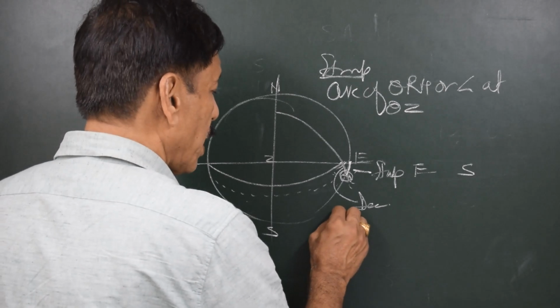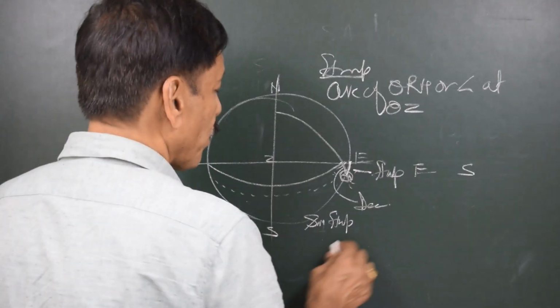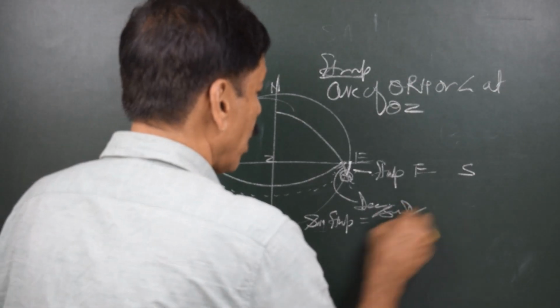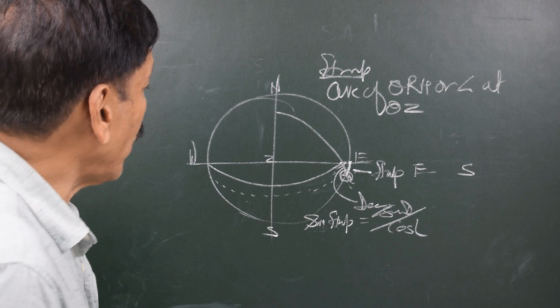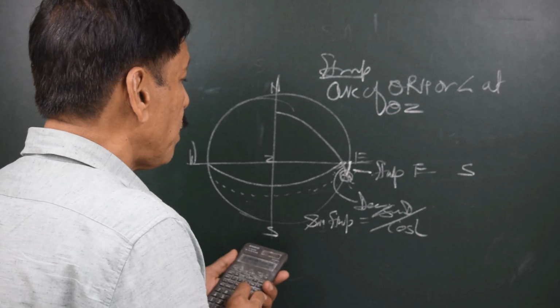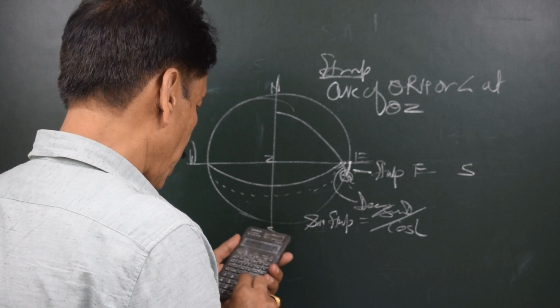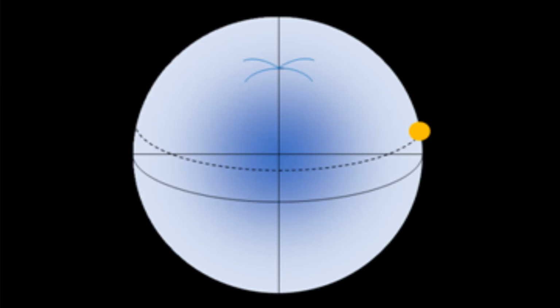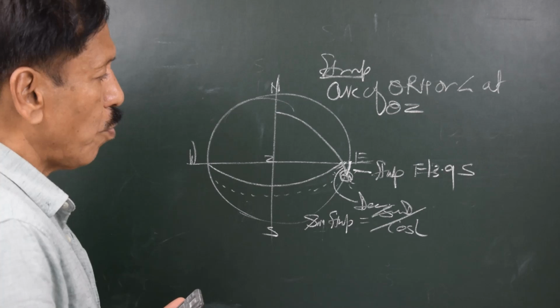Now how to find out the amplitude? Amplitude is found by this simple formula. Sine amplitude is equal to sine declination upon cos latitude. So let us say the declination of the sun is 12 degrees and latitude is 30 degrees north. So sine 12 degrees divided by cosine of latitude gives me 13.89 or say 13.9. So in this particular case, the amplitude is 13.9.